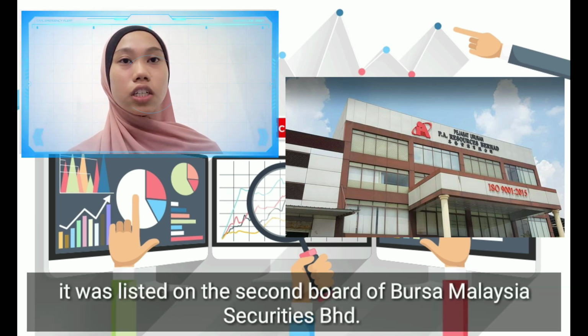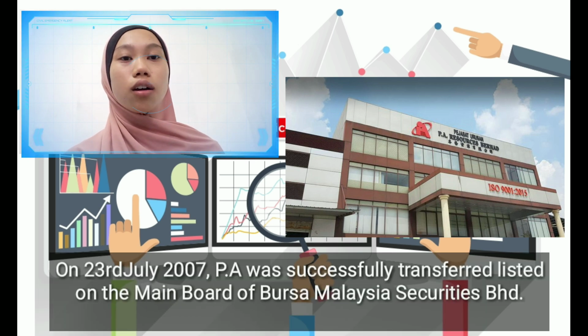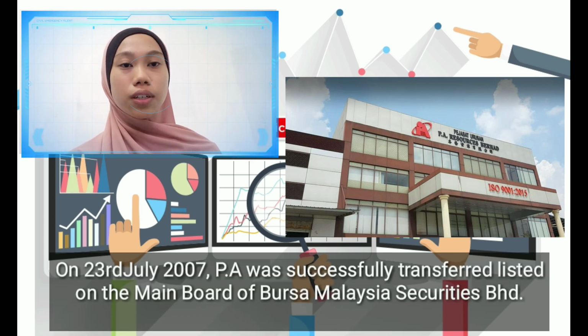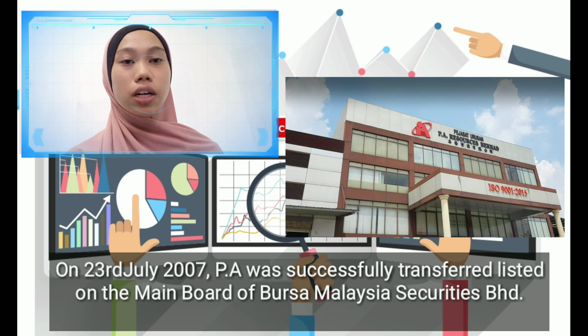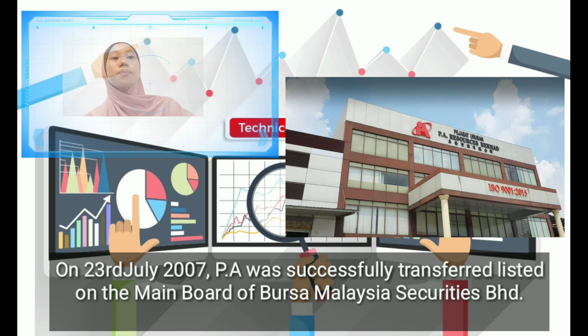It was listed on the second board of Bursa Malaysia Securities Berhad on 18 April 2006. On 23 July 2007, PA was successfully transferred and listed on the main board of Bursa Malaysia Securities Berhad.